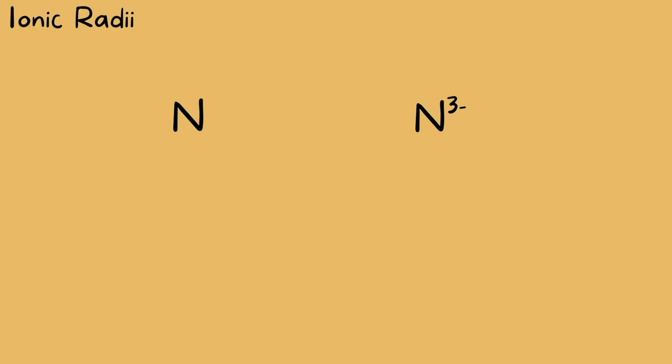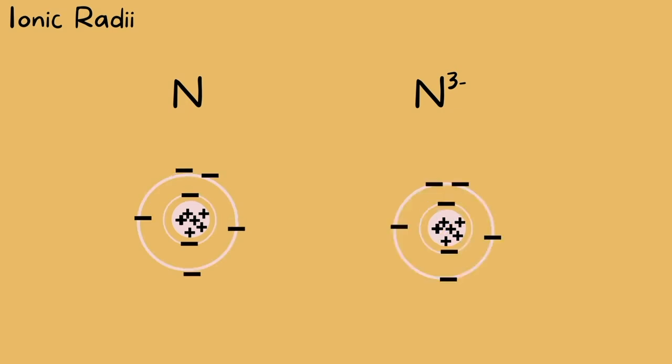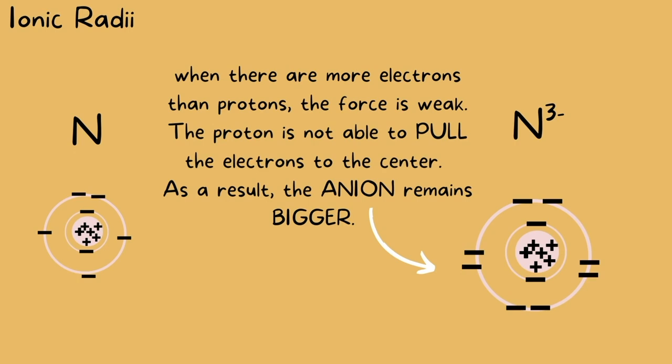Nitrogen in its neutral form and in its ionic form as an anion with a -3 charge. Both have the same number of protons, that being 7. The neutral nitrogen has 7 electrons, while the ionic form has 10 electrons. There always will be more electrons than protons in anions. So the protons don't have the upper hand here. They do not have enough energy to pull these electrons inwards significantly. As a result, the anion stays larger in size simply because it has more electrons taking up space.